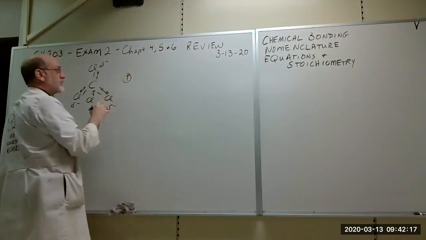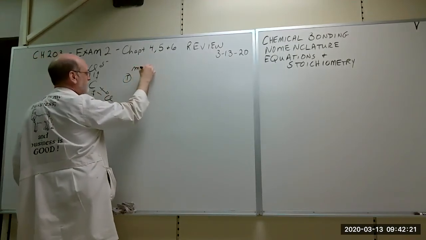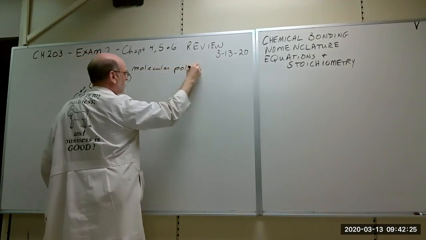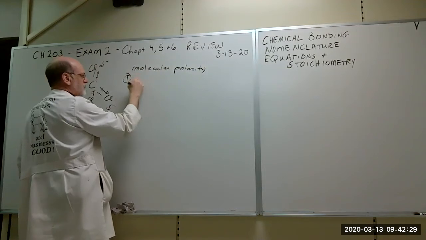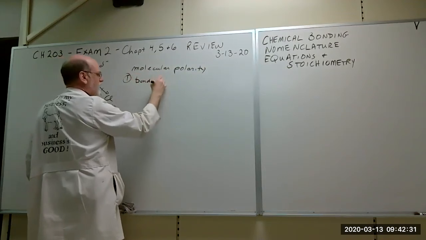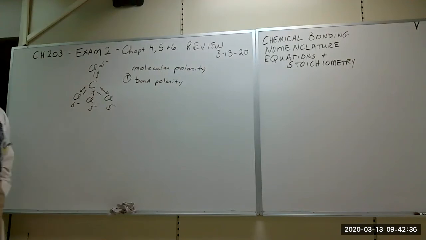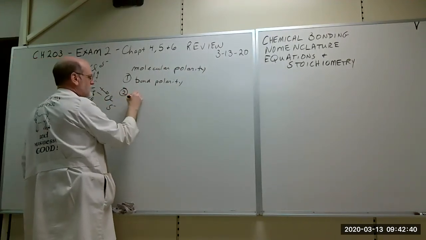So in order to determine the polarity of a molecule, you need to know two things. One, bond polarity for each of your bonds, and two, geometry.